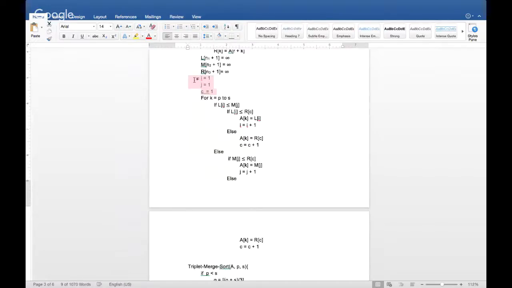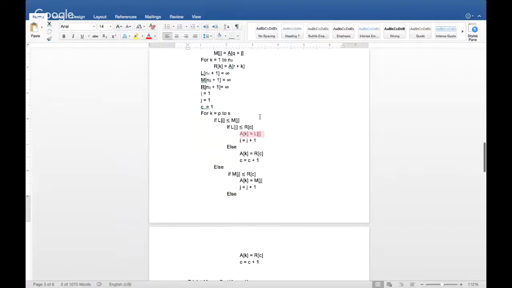Imagine we have 3 sets of cards with the cards facing up, and our goal is to sort them and put them into 1 stack facing down. And we only set the cards down when they're the lowest on the top. So again, if Li is less than Mj, and if Li is less than Rc, we take the card and put it face down, which here is where we take the value out of Li that is less than all the other cards facing up, and we move them into Ai.